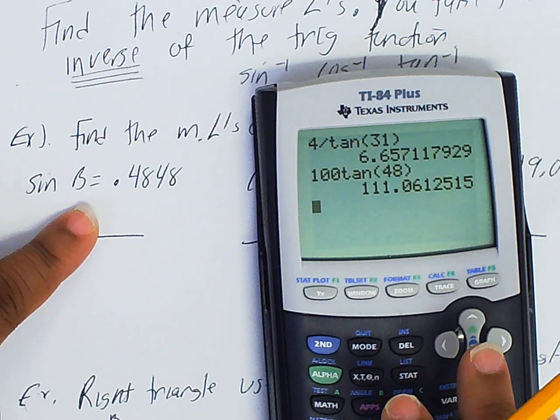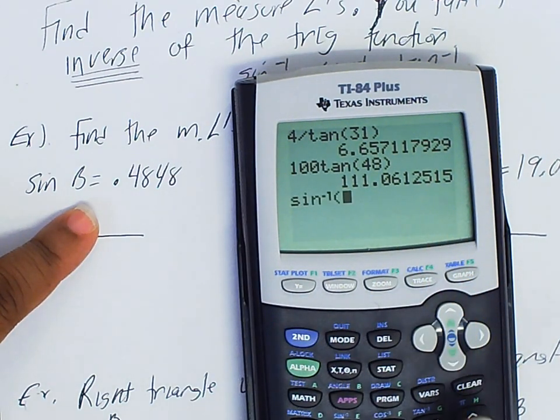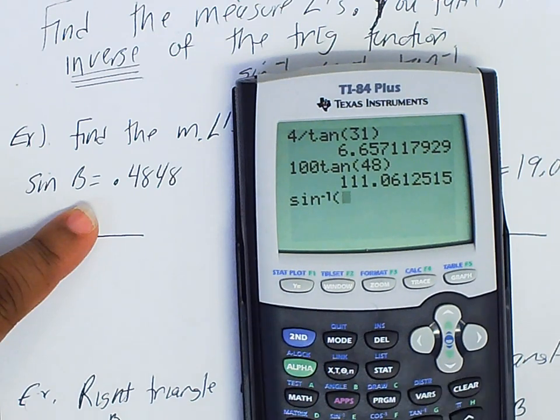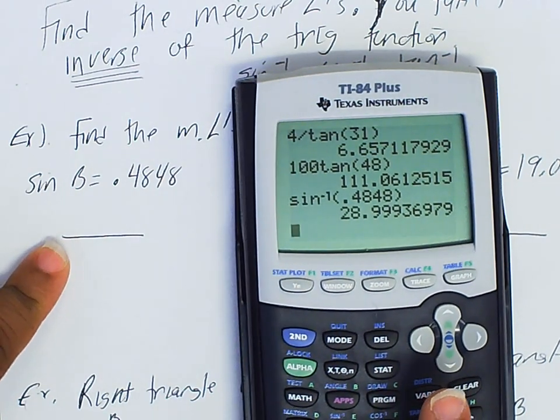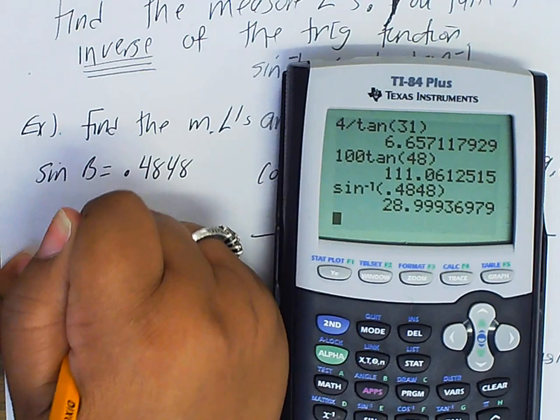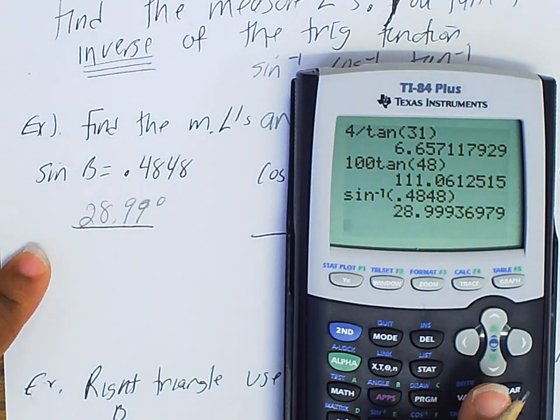So I'm going to type this in, but first you're going to hit the inverse. So you hit second sine, and you see how it comes out with that -1? Then I type in those decimals, type them all in. And there's my angle. Okay, it's 28.99 degrees. So I just wanted to show you how to get the angles.